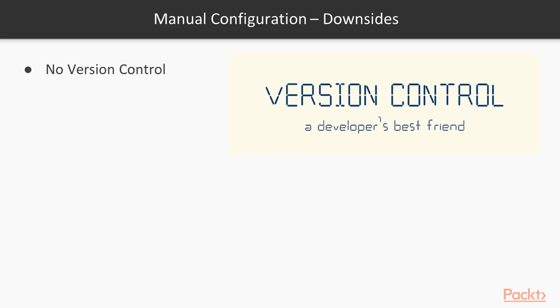The next downside to manual configuration is that it's not version controlled. If you're making a change on a server, you're actually just going to have to access that server and make a change. And there's not a great way to track changes to the configuration or who made those changes and when those changes were made. If you need to roll back to a previous version, there's not a great way to do that either.